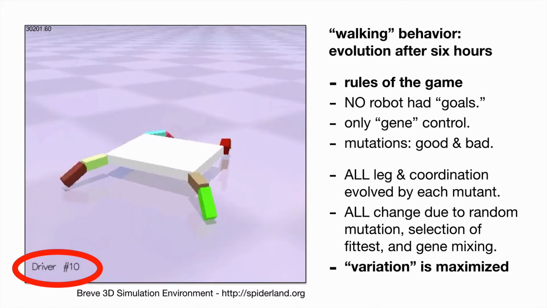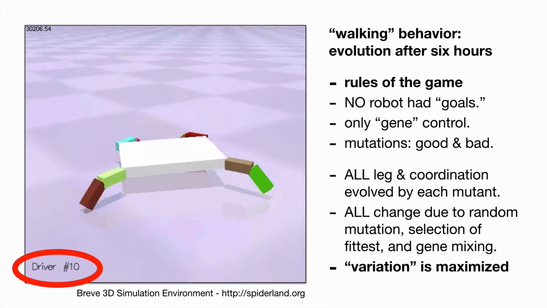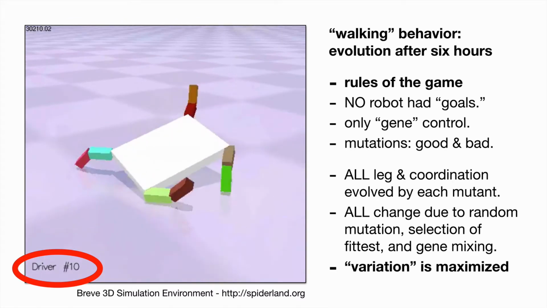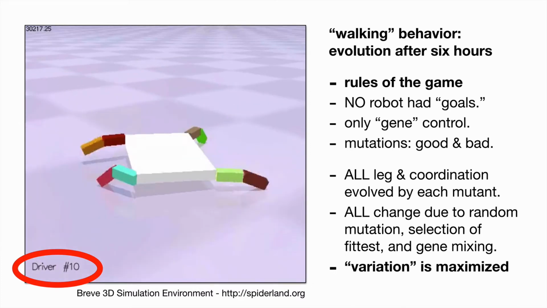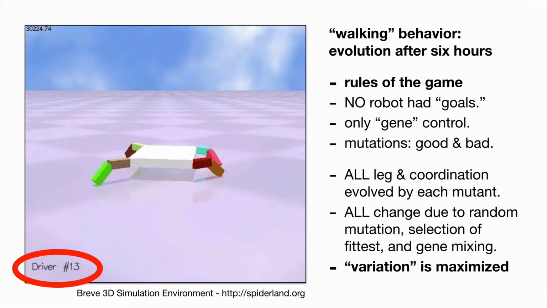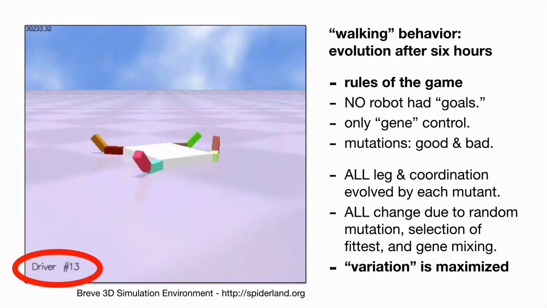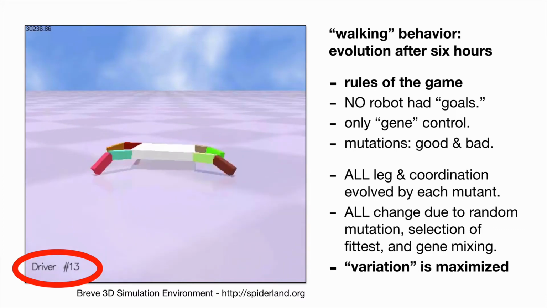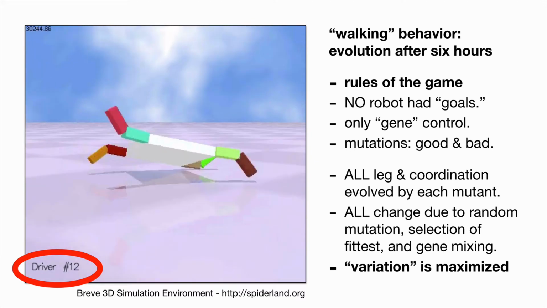Let's look at what happens after 6 hours of machine-generated mutation. So you'll see that here's mutant number 10. Look at those 2 front arms. Look at the purposeful dragging. It looks like there's actual intent and strength and tension there, doesn't it? Now, some mutants are deeply harmed by their mutation, like number 13 here. It managed to go in a circle, sort of. Not ideal. Mutant number 12 has learned to hop.